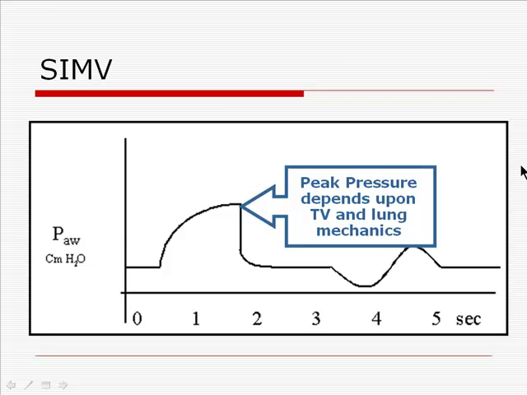The maximum pressure necessary for the ventilator to deliver the required or set tidal volume would be referred to as the peak pressure, and that peak pressure would be dependent entirely upon the size of the tidal volume as well as the patient's underlying lung mechanics.